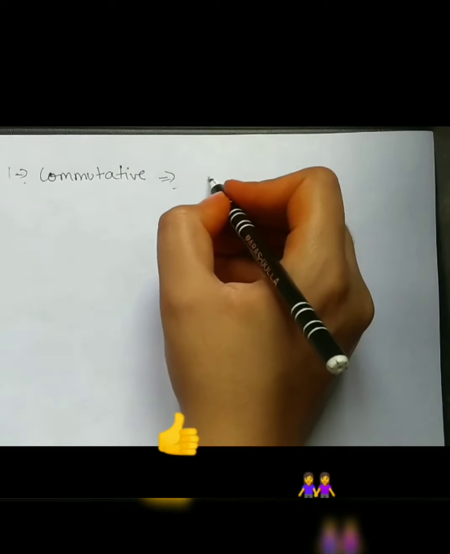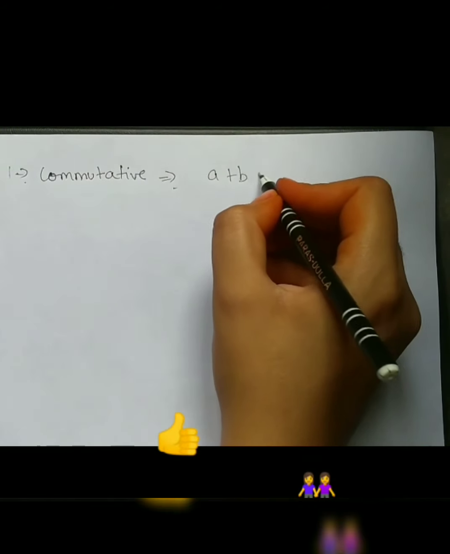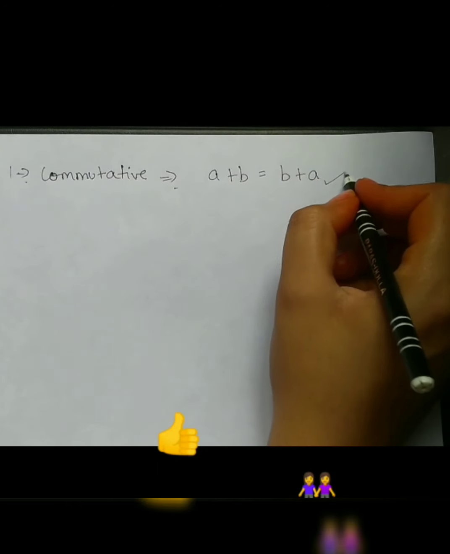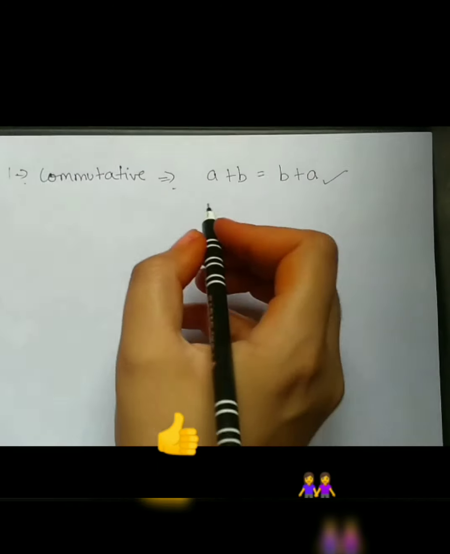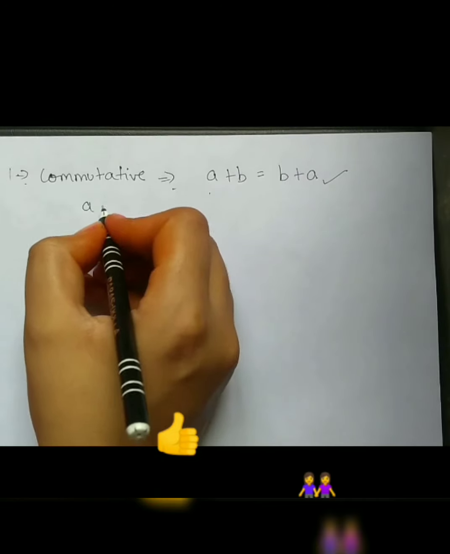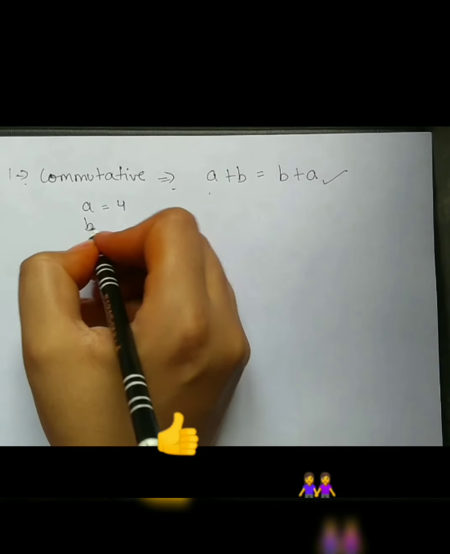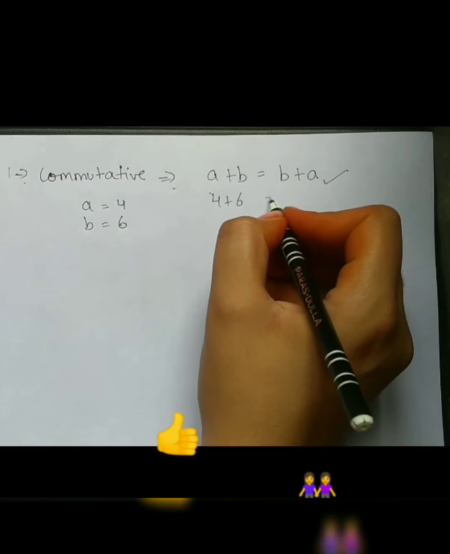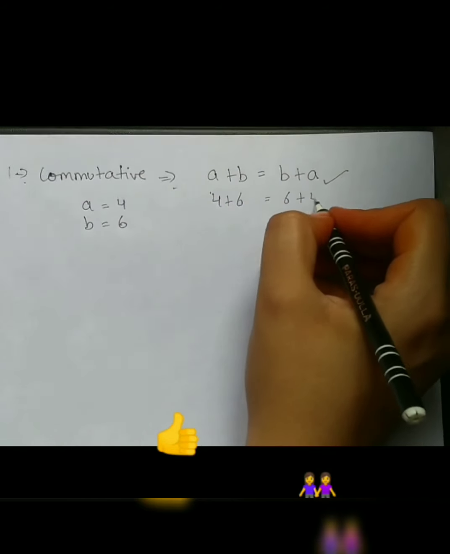It is written as a + b = b + a. What does this mean? Let's take an example. a = 4 and b = 6. So 4 + 6 = 6 + 4.